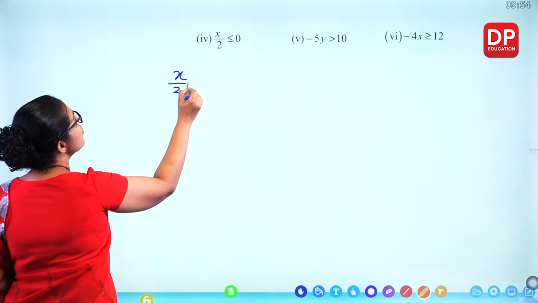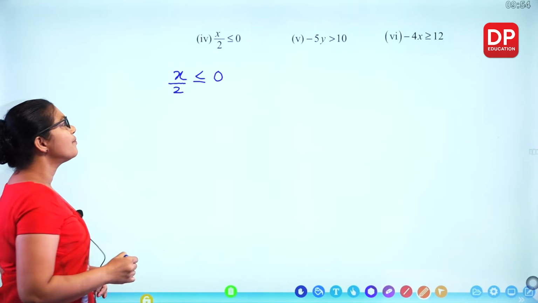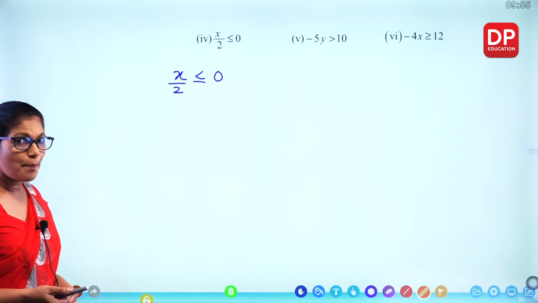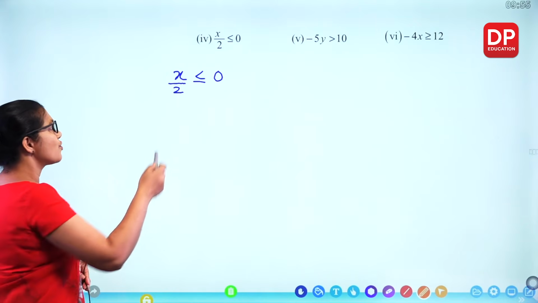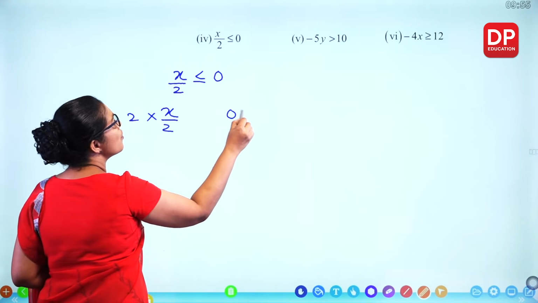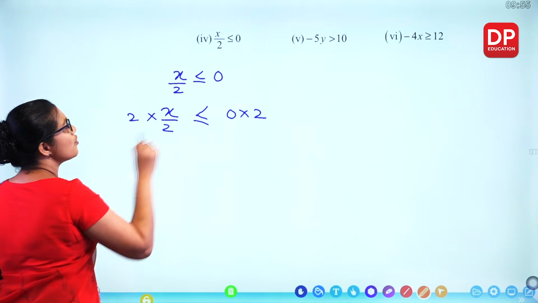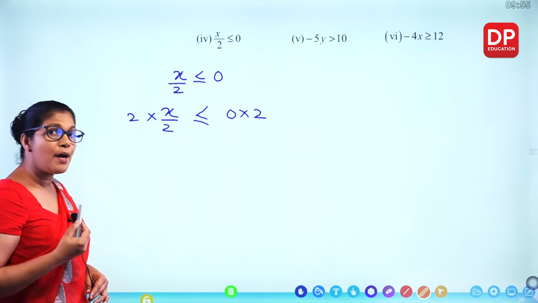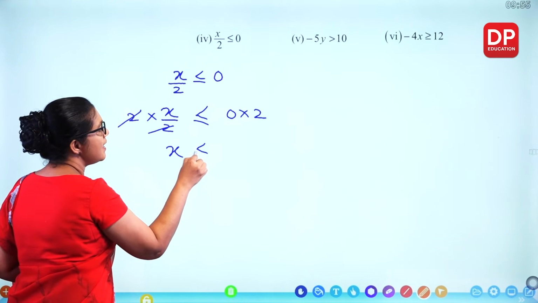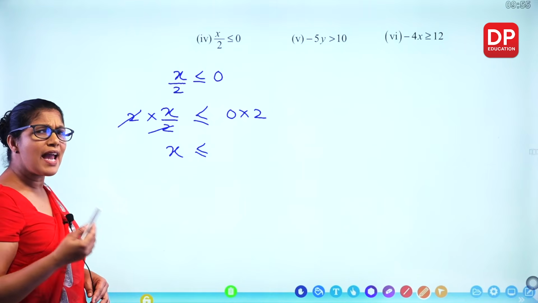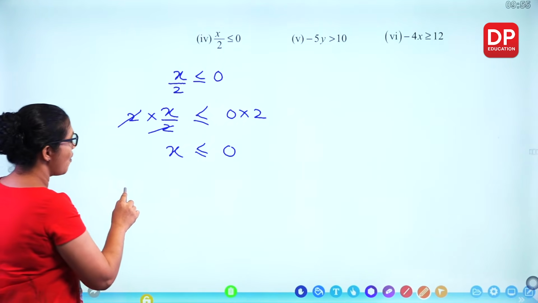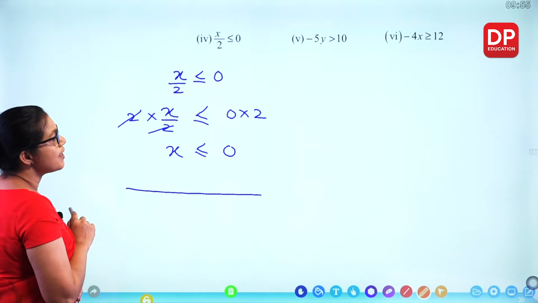x divided by 2 is less than or equal to 0. This is divide by 2. So we need to do the opposite operation, multiply by 2. So here I can multiply both sides by 2. So nothing will happen to the sign because we are multiplying by a positive number. So here 2 gets cancelled out, you get x less than or equal to 0 multiplied by any number, you get 0.